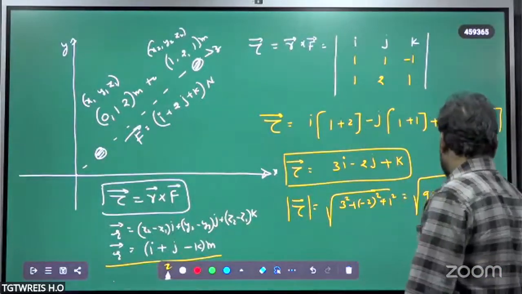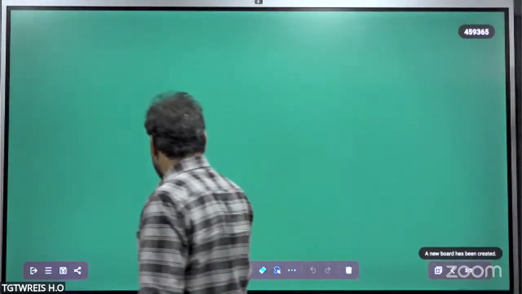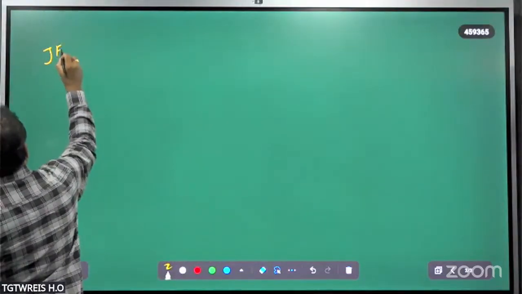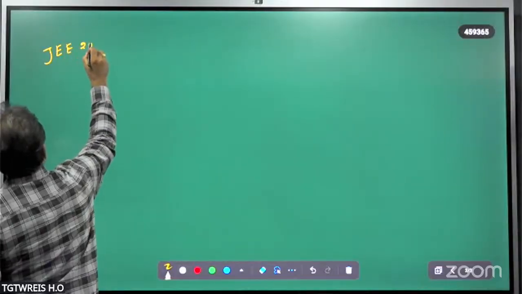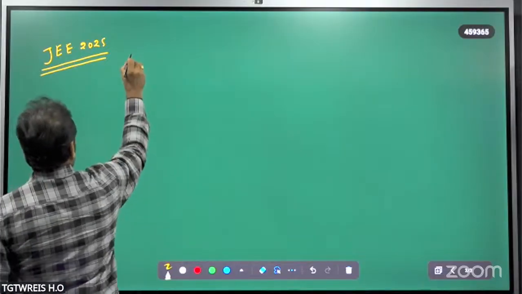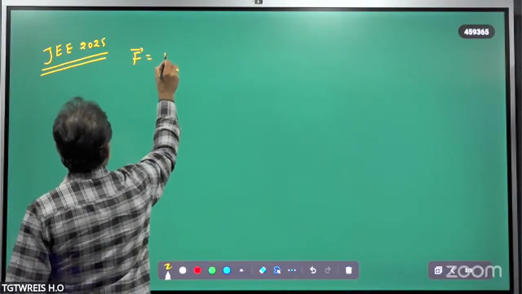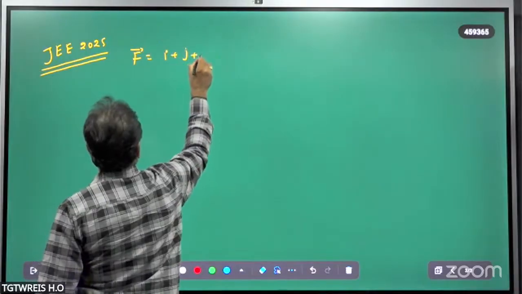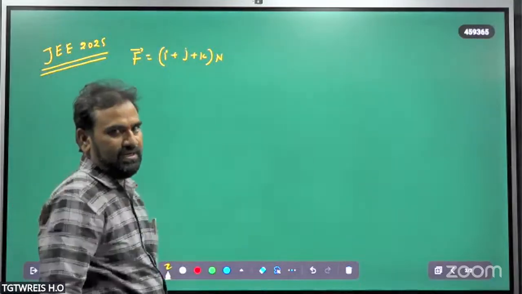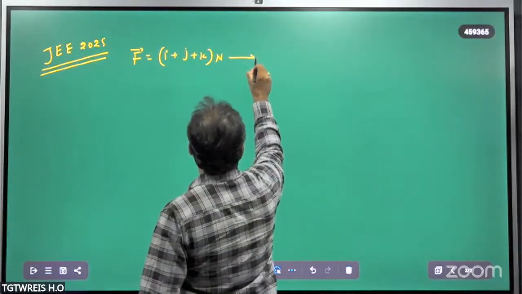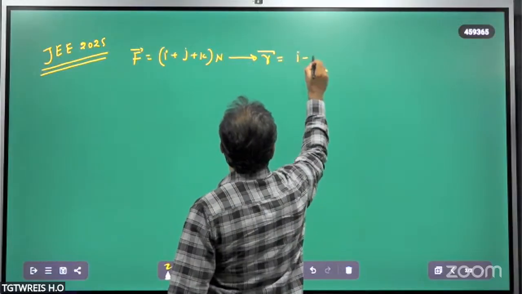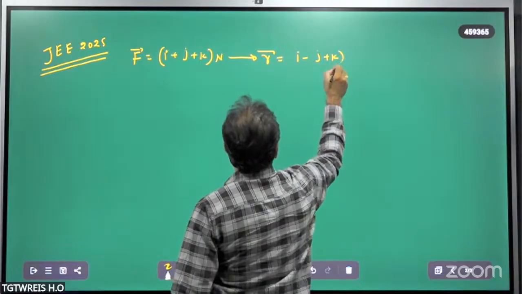Next, let's see one more problem of the same model. This is a JEE 2025 problem. A force F equal to i plus j plus k newtons acts on a particle and displaces the particle. The displacement r bar is equal to i minus j plus k meters.